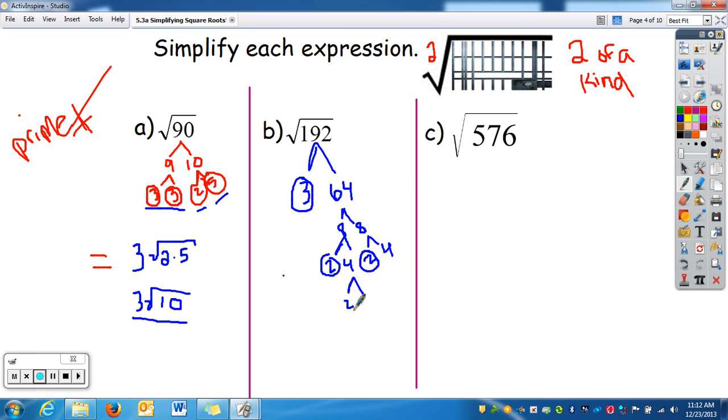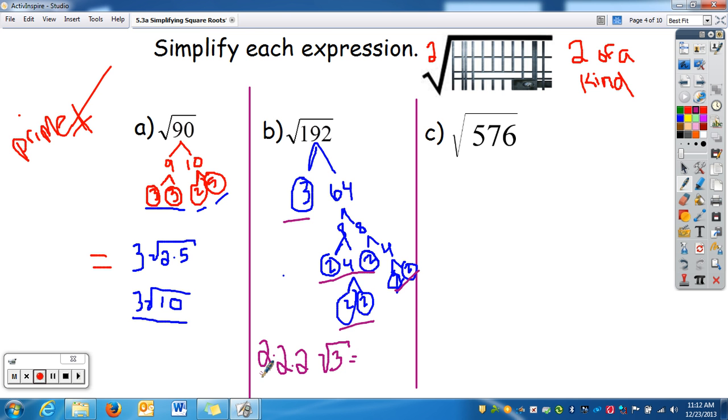And then this is 2 and 2. Alright. Well, we have a lot of pairs on this one. So I have one pair of twos, so I have 1, 2 that gets to go outside. I have a second pair of twos, so I have a second 2 that goes outside the radical. And then I have a third pair of twos. And then I have a 3. A 3 does not have anyone to break out of jail to, so that is a 3 on the inside.